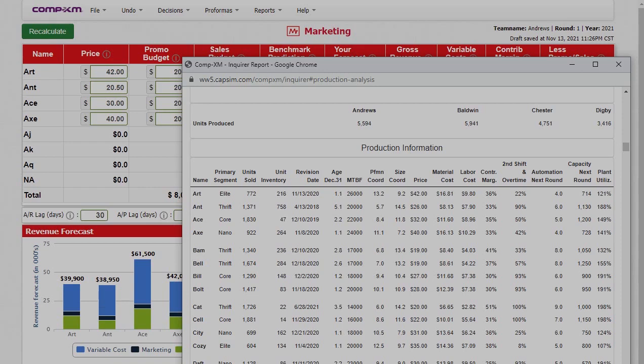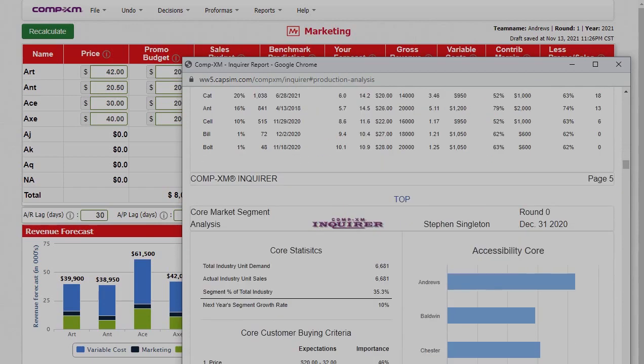So for S, in the previous round, S sold 1,830 units, and the market grows at a rate of 10%. So if we just take 1,830 units and we multiply it by the growth rate, which is 10%, so it will be 1,830 units times 1.1.